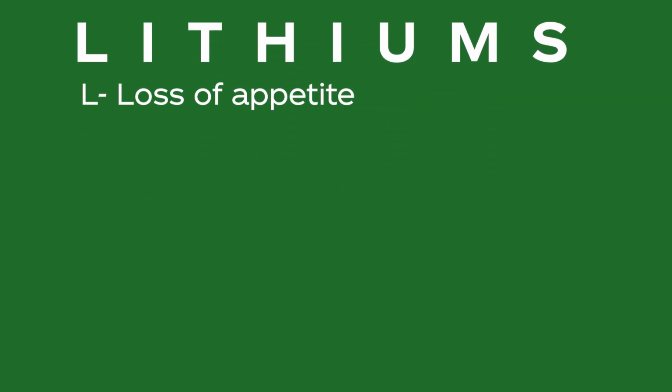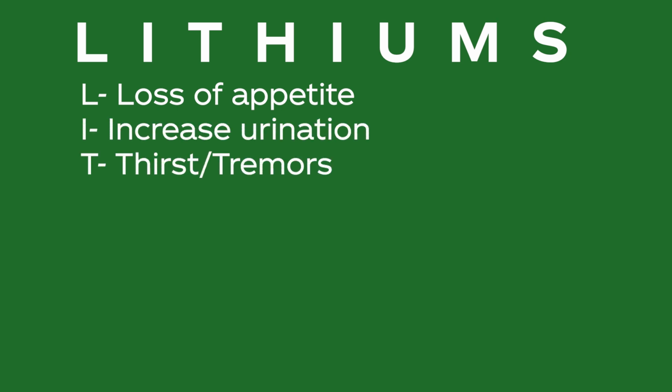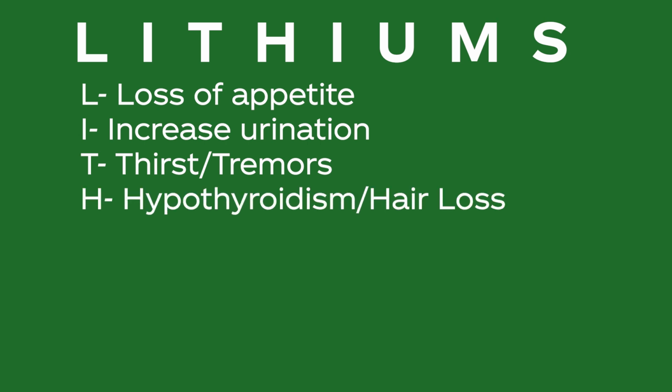The L will be loss of appetite, the I will be increased urination, the T will be thirst and tremor. The patient is going to have increased thirst because they are going to be a little bit dehydrated, and you also see them having a coarse tremor. The H will be hypothyroidism, and you will see them losing some of their hair.